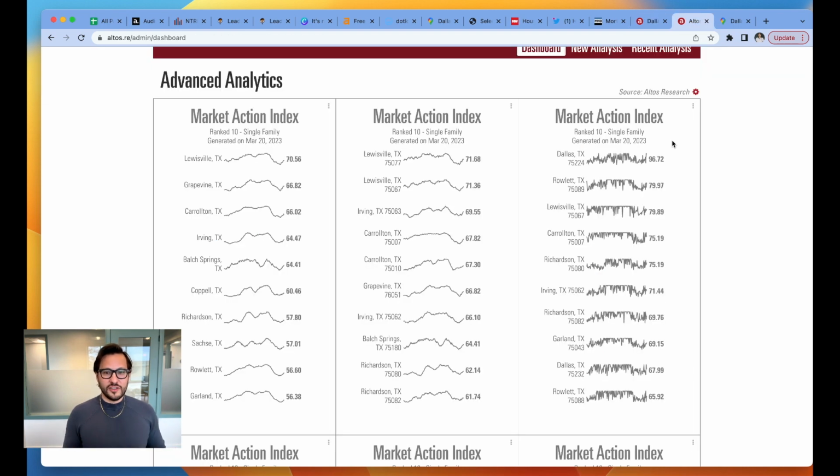So here's the data we're looking at. I know it's overwhelming, so let me explain. These top three boxes are just to tell us which cities, which zip codes are the hottest. That means they have the highest Market Action Index, which means you're best off selling there. You're gonna get top dollar there. It's an incredible seller's market in these places.